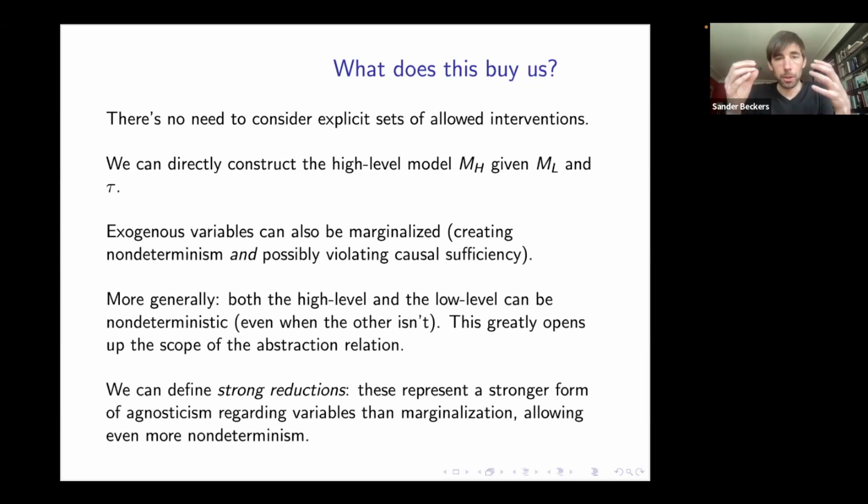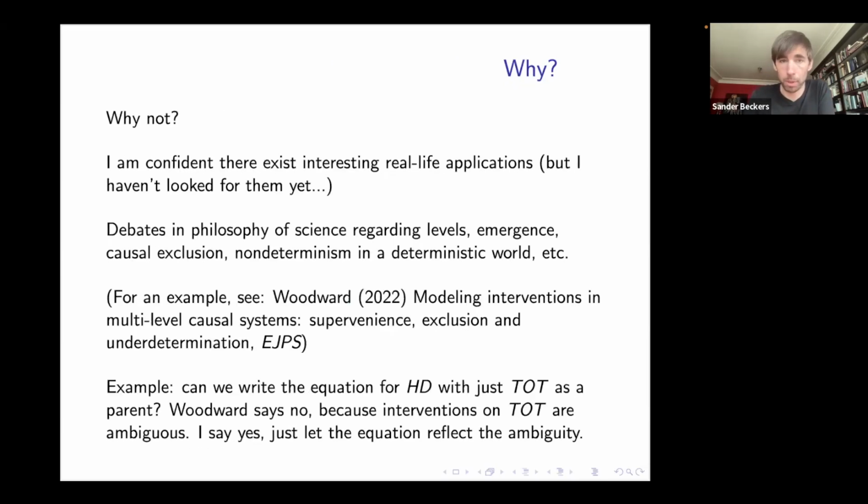But there's an even more general point regarding non-determinism. By using abstractions in this manner, we can have that the high-level or the low-level model can be non-deterministic. And this means that we can have a lot more causal models such that one is an abstraction of the other. So the scope of the abstraction relation becomes much broader by allowing for this non-determinism. And finally, we can define something that I will call strong reduction, which is a way of becoming agnostic regarding variables, which is stronger than marginalization, and introduces even more non-determinism. I'll get to that later, I hope.